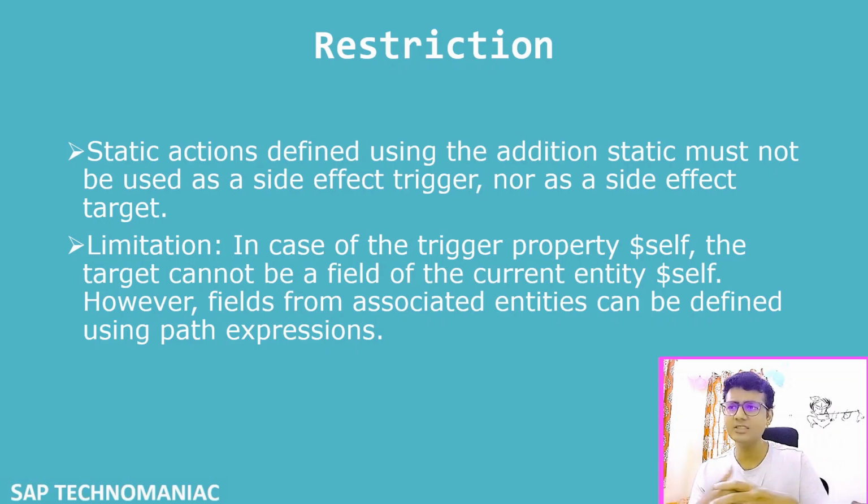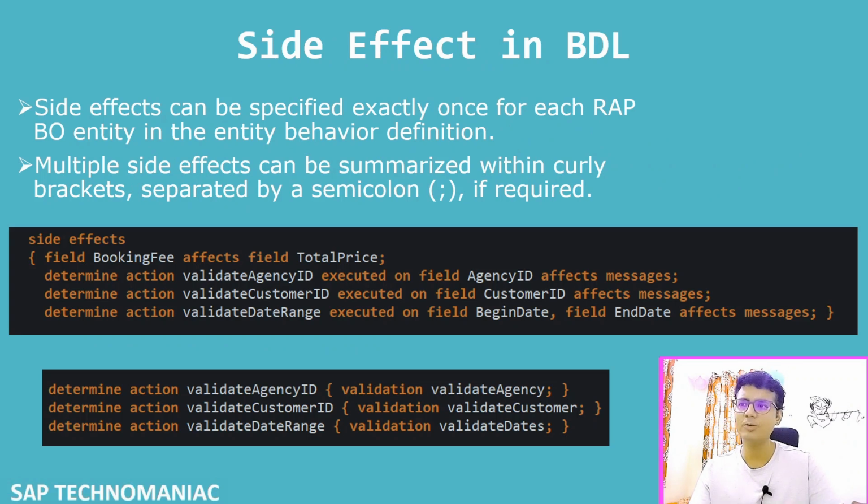These are the limitations. Another limitation: if you have a source as $self, you should not define the target as $self. If you change something in this particular create update entity and want to reload it, obviously it reloads automatically, we don't need to define those things. But these are the limitations, we can't use $self as a source and a target as $self. These are some limitations we have to make sure.